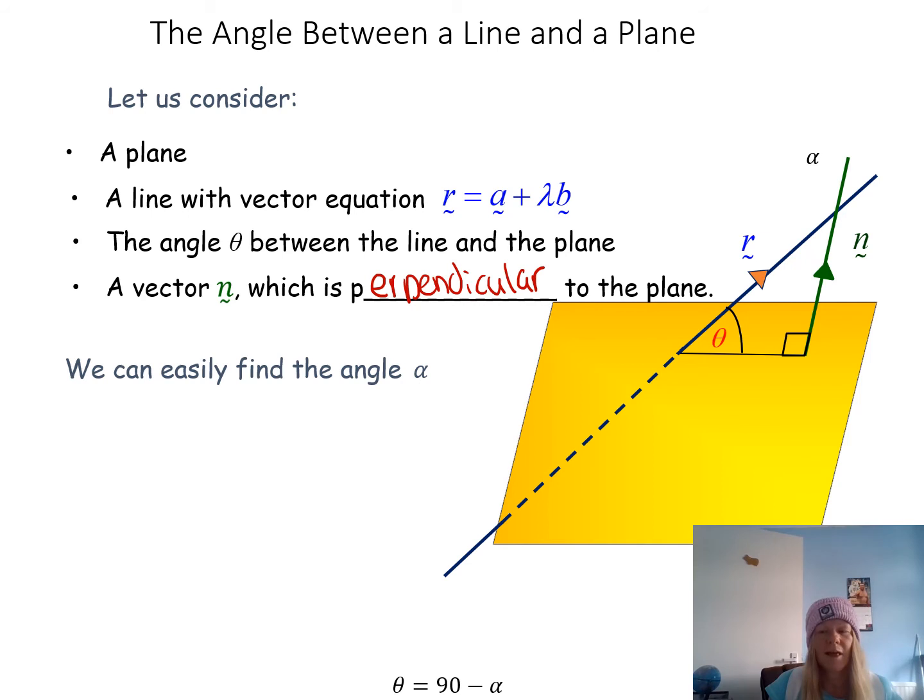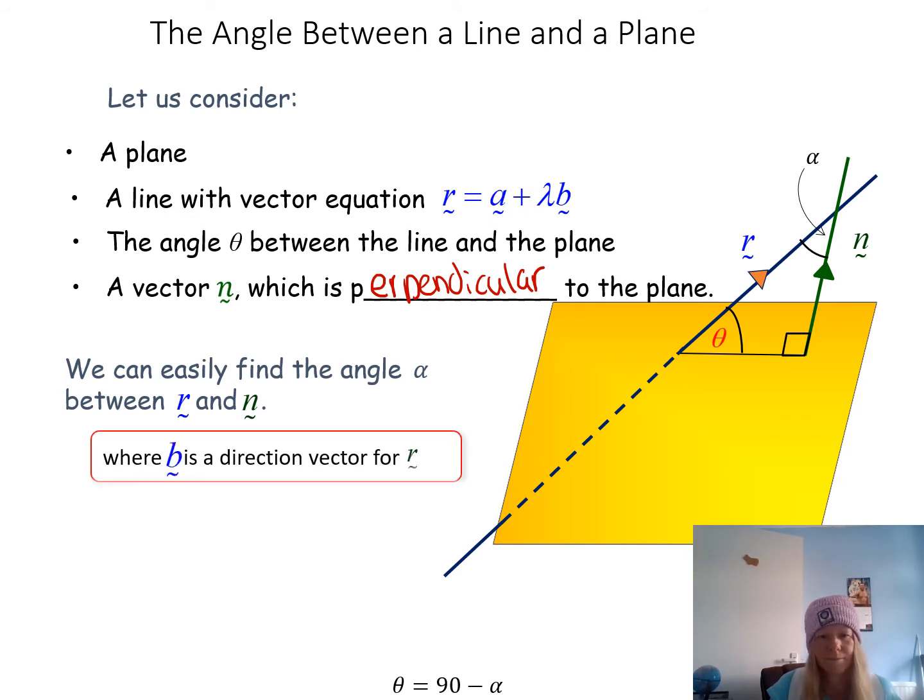We can easily find alpha. Where's alpha? Well, there's alpha. You can easily find that one, but not as easy to find that one. But hopefully you can see, if we can find alpha there, and this is just a right angle triangle, so all you have to do is, because that's 90, 90 take away alpha, and then you get theta. So we can easily find the angle alpha between the line r and the vector perpendicular to the plane, which is n. Just noting there that in the line, vector b is the direction vector of r.